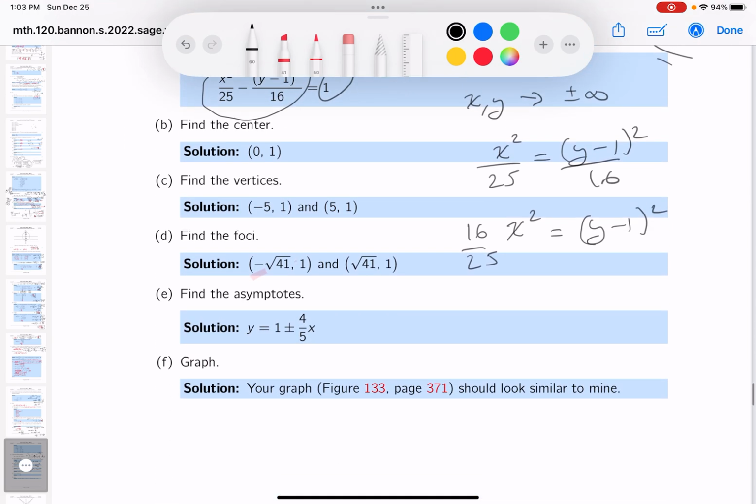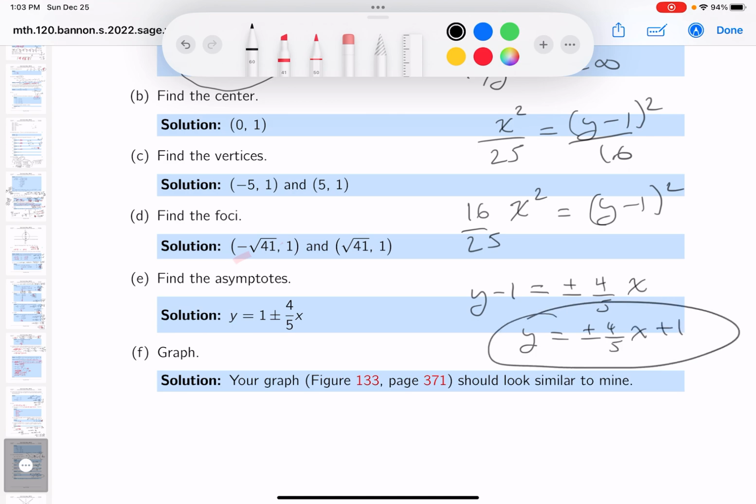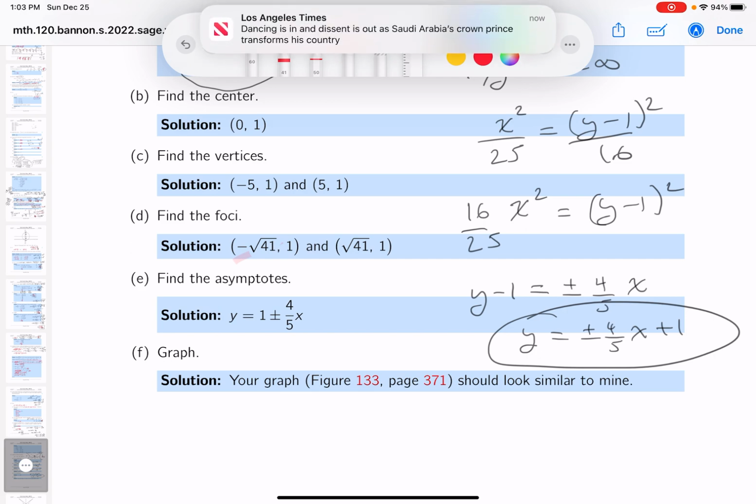And I'm going to use the square root rule. I'm going to say y minus 1 equals plus or minus the square root of 16 over 25, which is 4/5 of an x. Let me just write it a little bit differently. I'm going to write it as y equals plus or minus 4/5 of an x plus 1. And there are my asymptotes. There's 2 of them. Let's see if we have that written down. And I do, right over here.